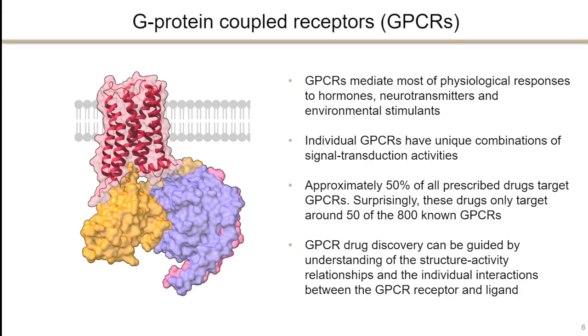Interestingly, these GPCRs have unique combinations of signal transduction activities, and they are associated with different diseases. Approximately 50% of all drug targets are developed for GPCRs, and surprisingly, these drugs only target around 50 of the 800 known GPCRs.